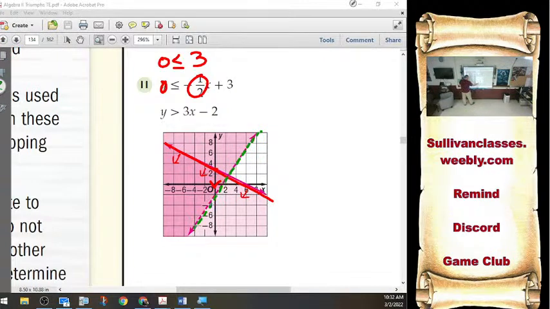I make my next line. I plug 0 in there. And I get 0 is greater than -2. Is that true? Yes. Being flat broke is better than owing someone $2. I don't want to owe people money. That means I got to pay them back. So if 0 is a solution, then that means everything on that side is a solution.